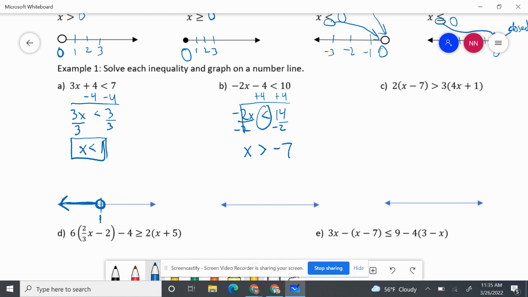Now, just in case you forgot, if we have two numbers like 2 and 10, we know 10 is greater. If we were to divide it by -2, that would be -1 and -5. Now -1 is greater. So whenever we multiply or divide by a negative, the values actually switch. So we have the -7. We have an open circle. Since it's greater than, it's going to the right.